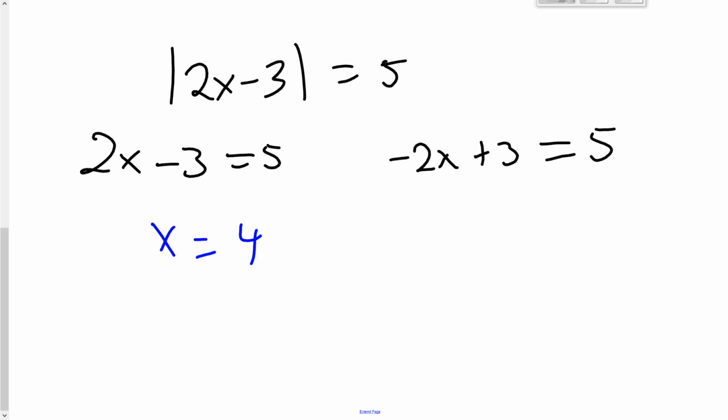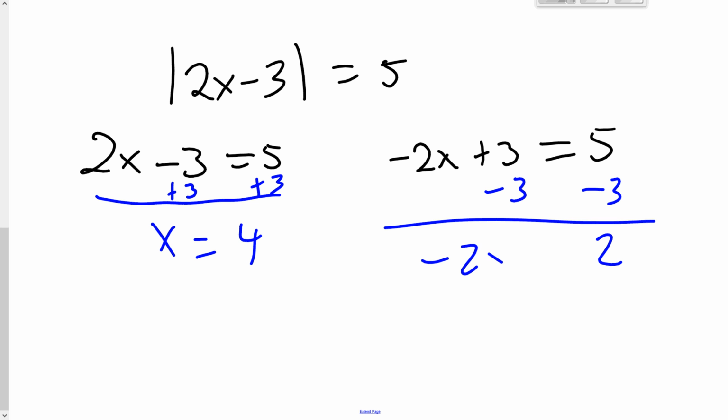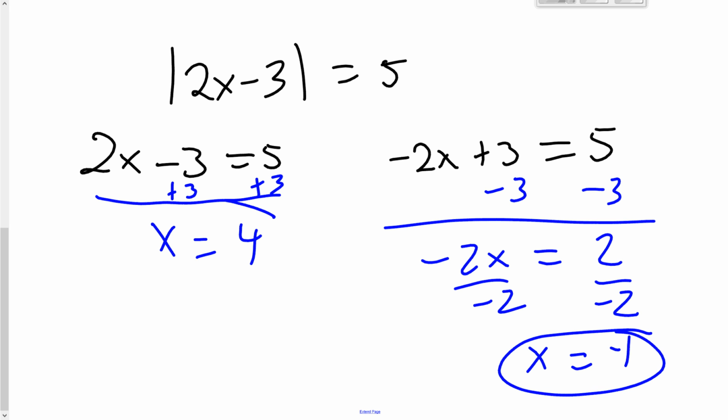And here, take this one, subtract 3, you get 2 this time, so over here we added 3, right, got 8. 8 divided by 2 is 4. Here we're going to subtract 3, so we get 2. So we'll divide by negative 2. So x is equal to negative 1. So notice these are not opposite answers, right? So you have to literally write two equations.